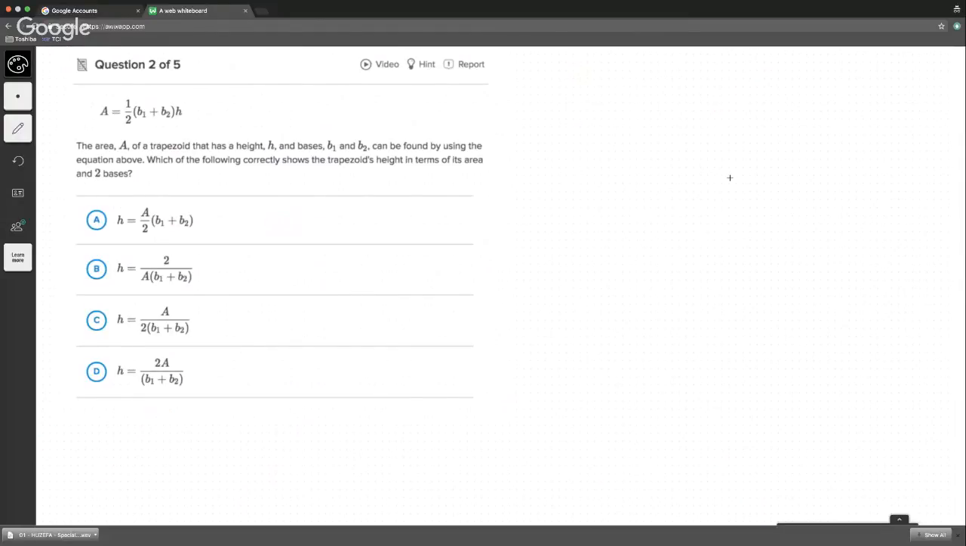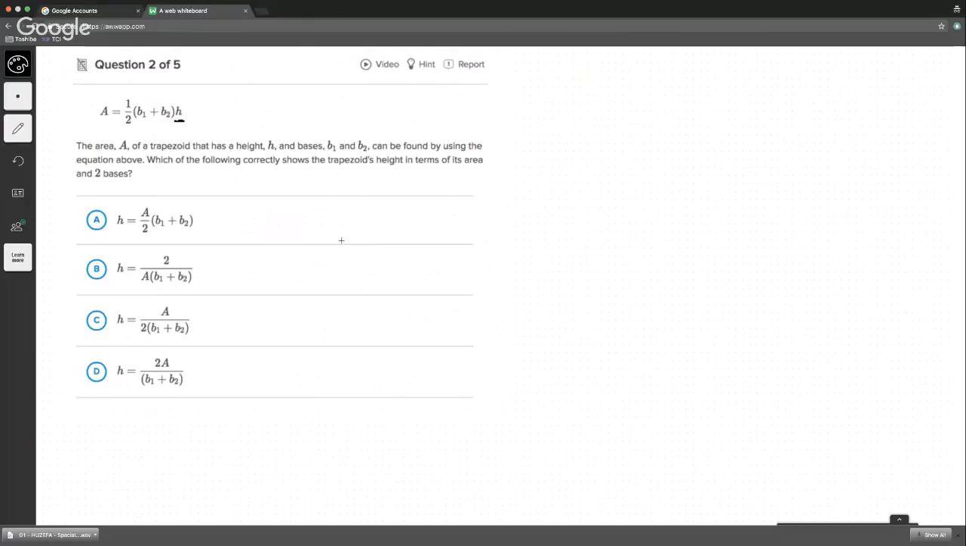The area of a trapezoid that has height h and bases b1 and b2 can be found by using the equation above. So there's the area of a trapezoid. Which of the following correctly shows the trapezoid's height in terms of its area and bases? We're just going to isolate h. That's all this is, isolating h.